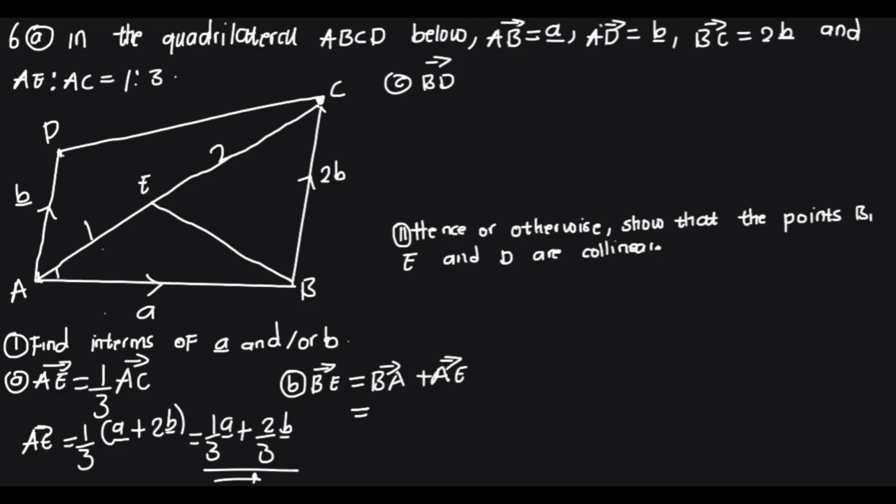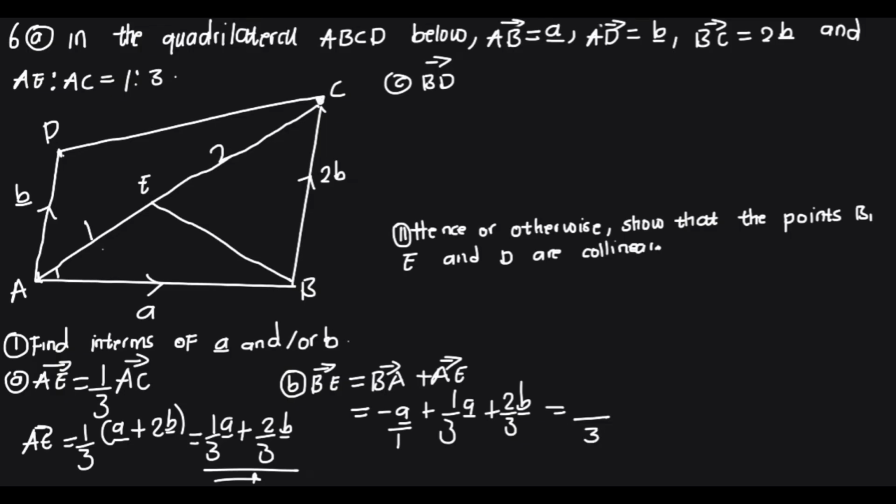So then we can see that from A to B is positive a. What is from B to A? We are moving against the arrow, so we introduce the negative. So this is negative a plus AE. We have found it before. So our AE is 1 over 3 of vector a plus 2 over 3 of vector b. Then we can say over 1. We can simplify it further. The lowest common denominator for 1 and 3 is 3.